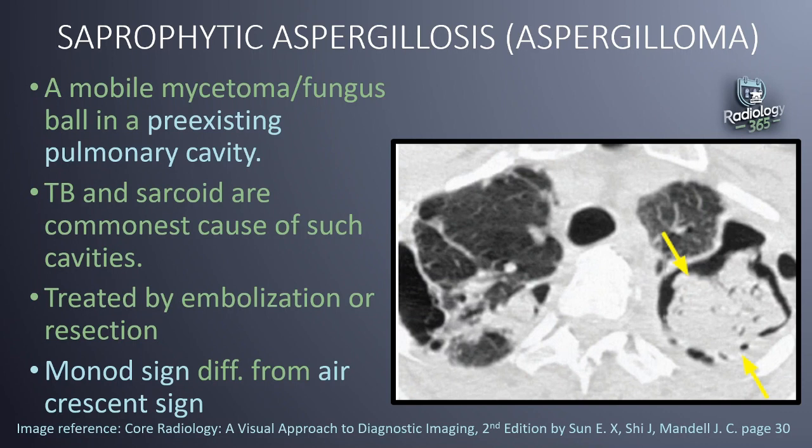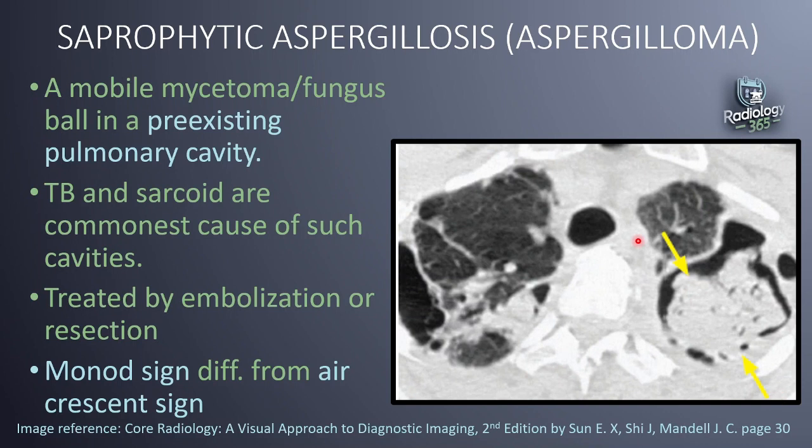Now, when you see a crescent of air around the mycetoma separating it from the wall of the cavity, the correct term that is used to describe this is the Monod sign, not the air crescent sign. The air crescent sign we will come to see later on. It's actually reserved for another category of aspergillosis, the angioinvasive form of aspergillosis. We'll come to see that one later on.